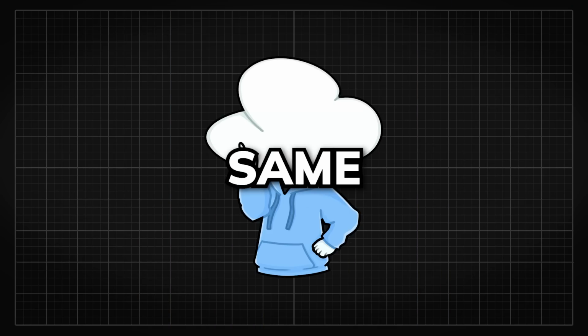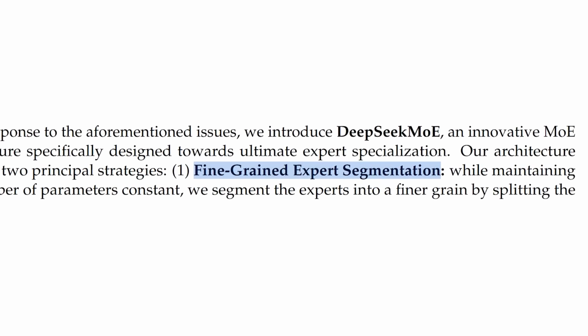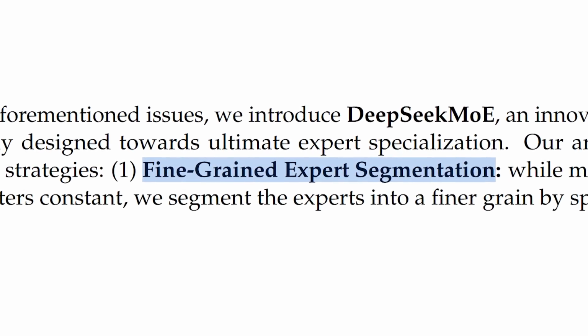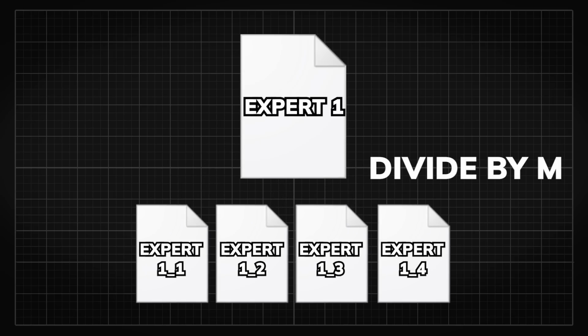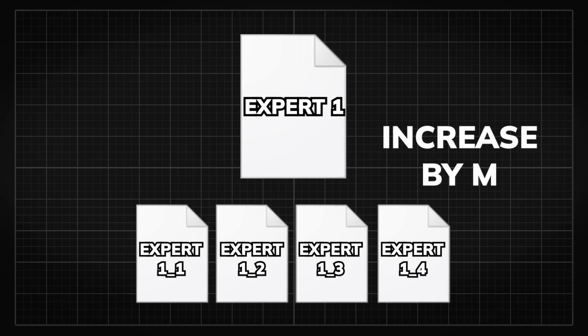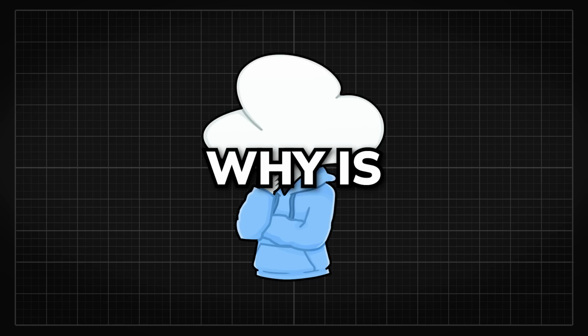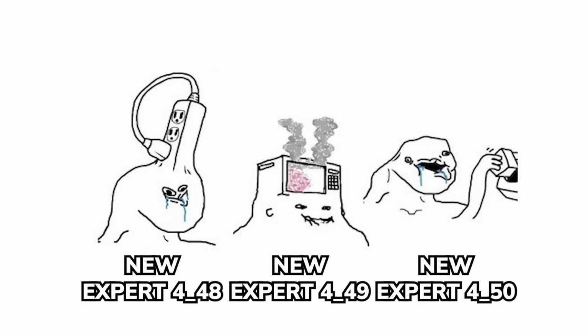While maintaining the same parameter count, they propose something called fine-grained expert segmentation, where it divides each expert by a number m, which makes the total amount of experts increase by m times the original amount. But why is having more experts a good thing? Wouldn't segmentation decrease its parameter count and expressiveness?